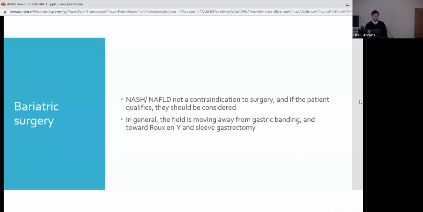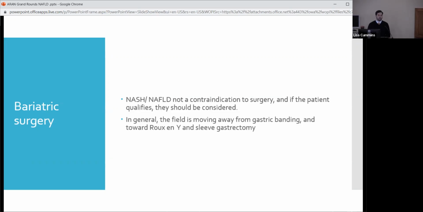Bariatric surgery, I think this is kind of underutilized. Fatty liver disease is not a contraindication to this. As a matter of fact, pretty much all surgeons are saying, as long as they don't have portal hypertension, we'll do it. So if they meet surgical guidelines for bariatric surgery and you've done all the other stuff for that, go ahead and refer them if you think that they would benefit from that.